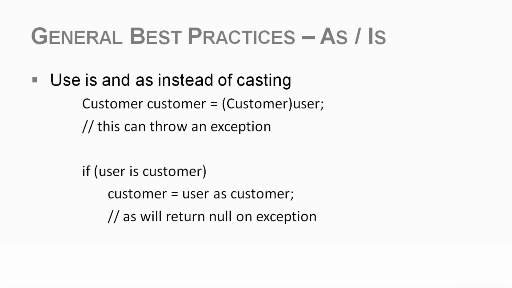What we'd like to do instead is to say if user is customer, then set customer equal to the user as customer. The if obviously should protect this statement, but even if there's some problem in casting the user to a customer type object, the as will return a null as opposed to throwing an exception. And then you can handle that error later. As we'll see in a future lesson, exceptions are expensive and we'd like to avoid creating them. Using is and as is one way of doing that.